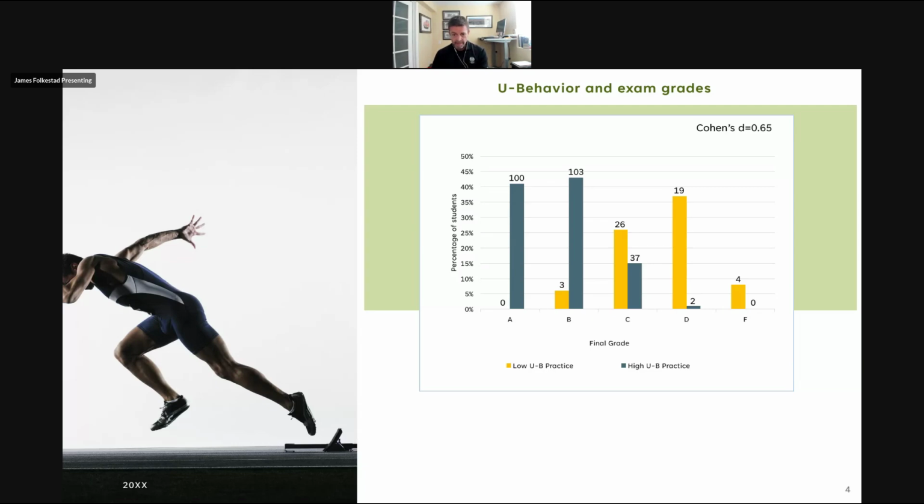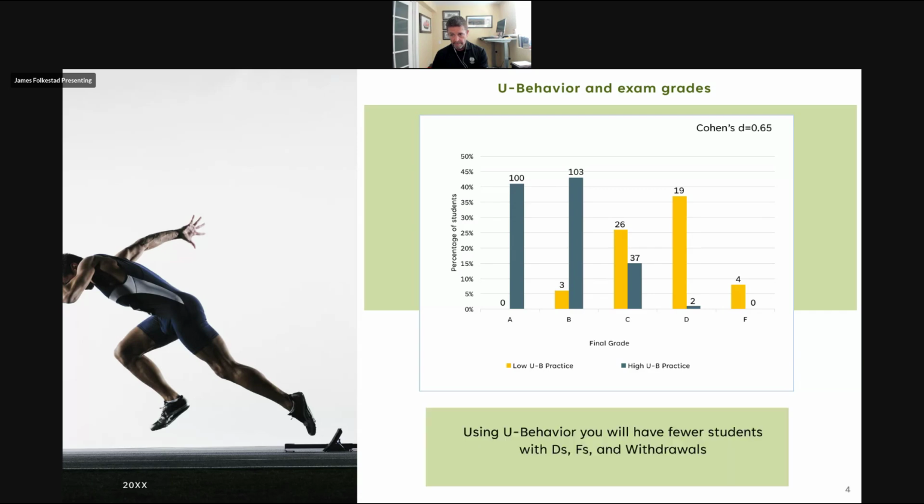So by implementing U behavior, you'll notice a reduction in the number of students receiving D's, F's, and W's. So those getting D's, those earning F's, and withdrawing from the class are basically failing. And we're seeing this even in some of the most difficult courses on our campus.